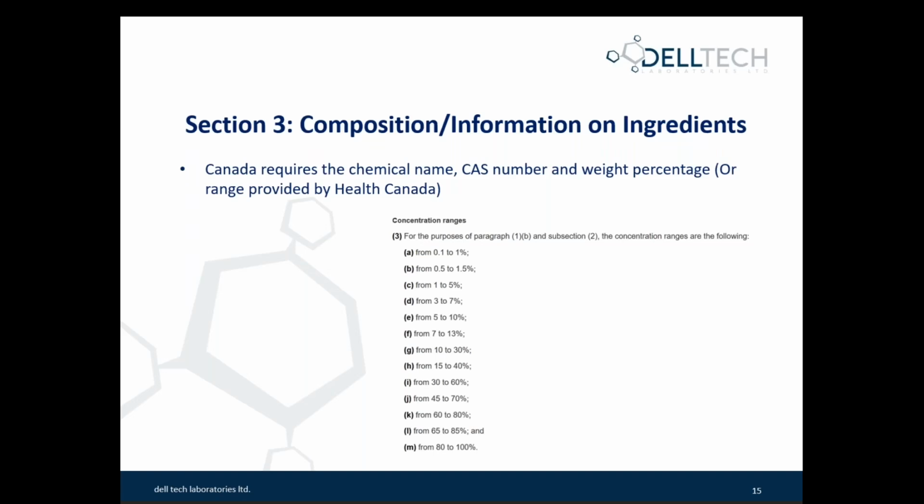For example, in the past, we could use the range 60 to 100, which is something I still continue to see on many SDSs coming to Canada. Basically, it's legacy, but that is no longer an option in Canada. So what you must do is choose the most appropriate range. For 60 to 100, you've got 45 to 70, 60 to 80, 65 to 85, and 80 to 100 as your options. So make sure that you're choosing the appropriate one and no longer using 60 to 100 as your trade secret range.